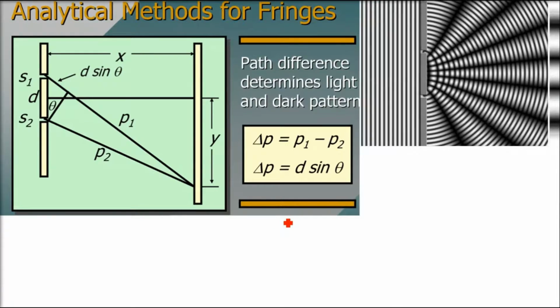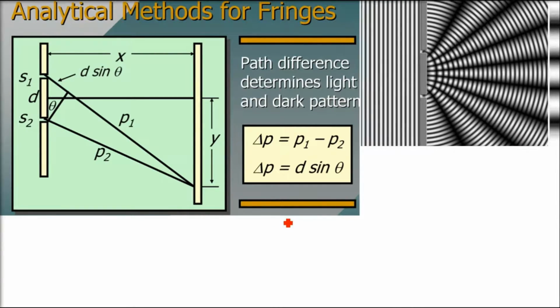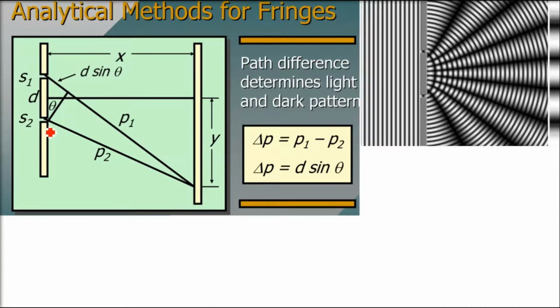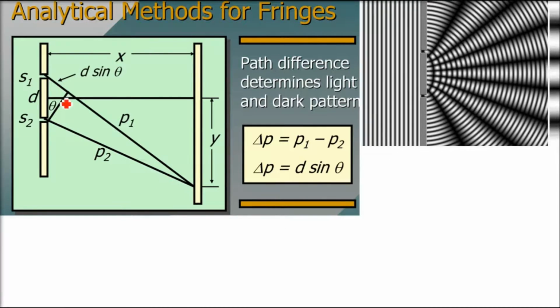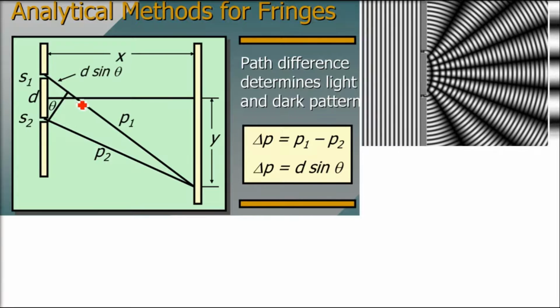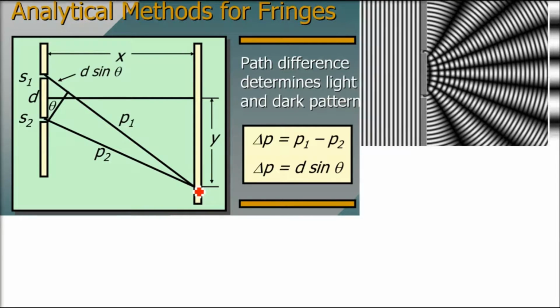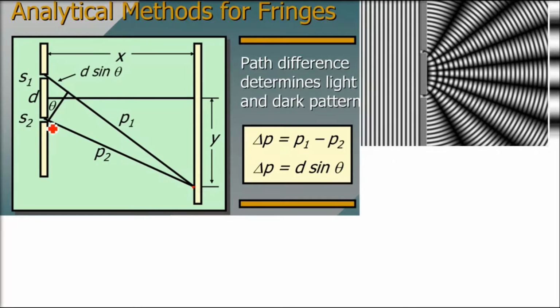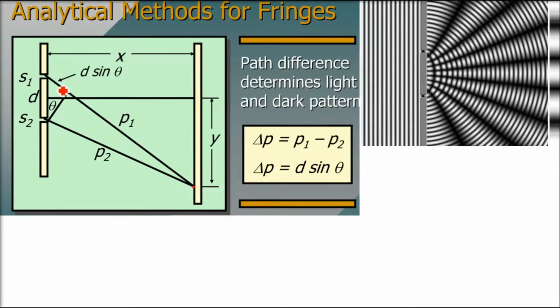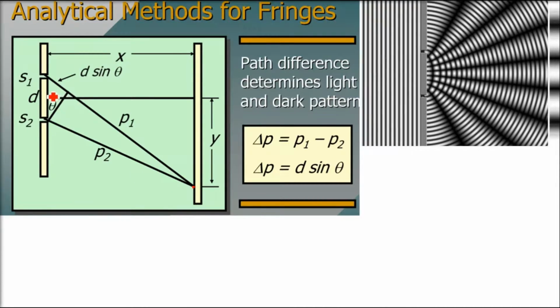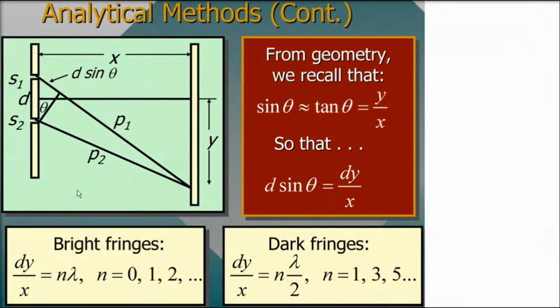Same thing, let us understand in an analytical way. The path difference determines whether the pattern will be dark or bright. So these are the two slits and we have taken a ray path. There is a distance between these two, that is, some distance which is more than the other. One ray is traveling a larger distance than the other.